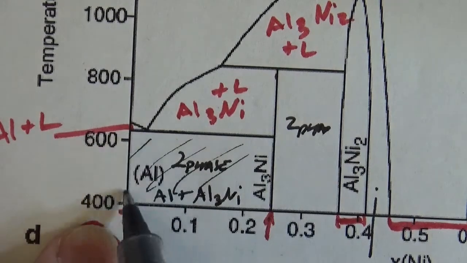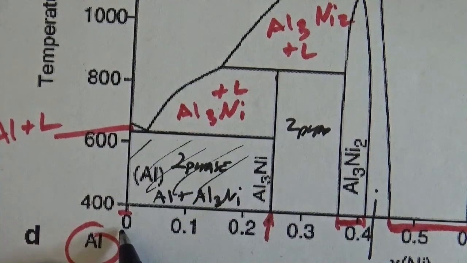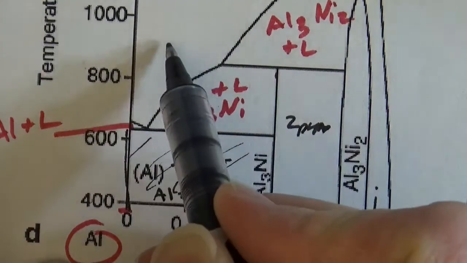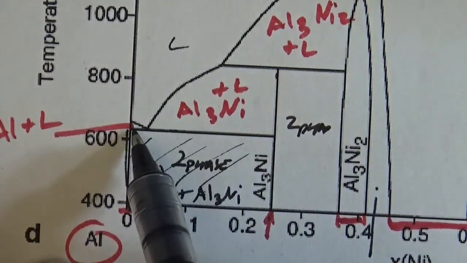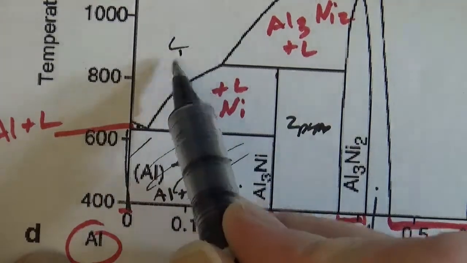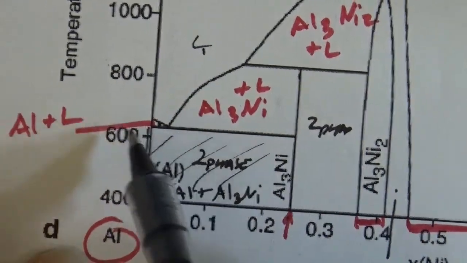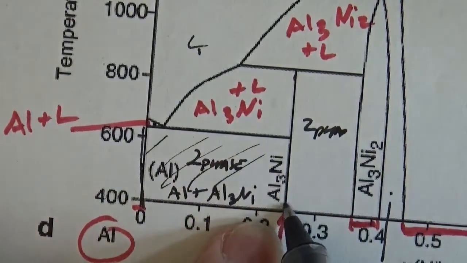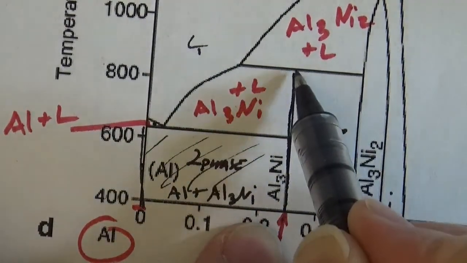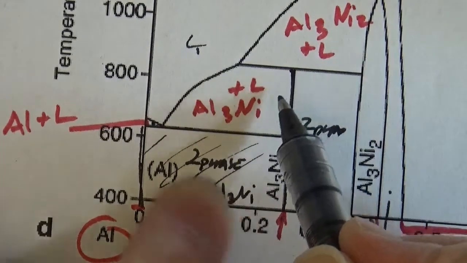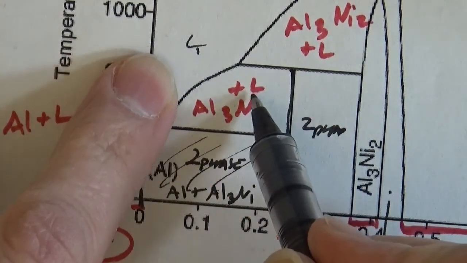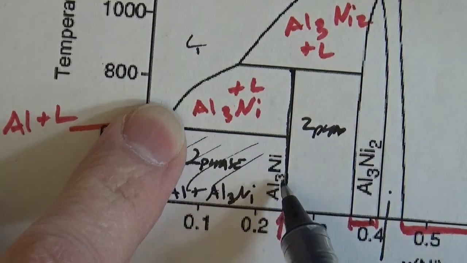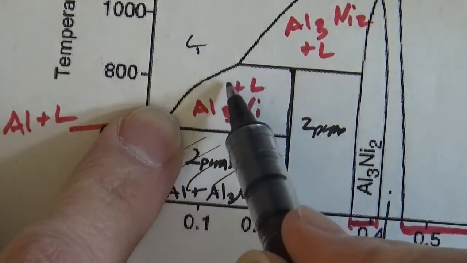And then we have this line compound, basically a line compound of Al, and then here is liquid. So we have to have a two-phase region between these two single-phase regions. So that makes this Al plus L. Here we have the line compound, and it stops right here. And here's liquid, which means we have to have an Al3Ni plus liquid phase in here.